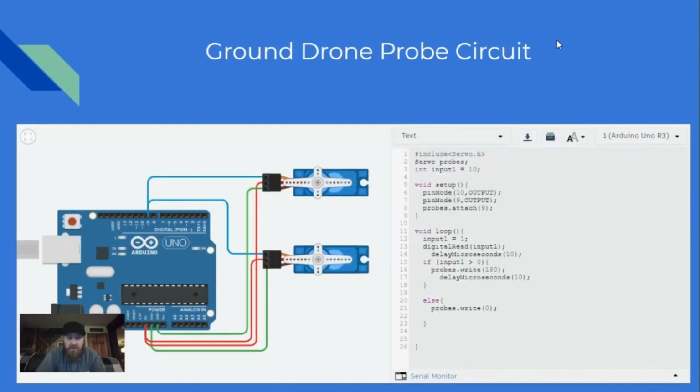Here's the circuit for the probes on the drone. It consists of the Arduino controller and two servo motors. It is designed so when we deploy one probe, we deploy both probes. It's single control aspect.